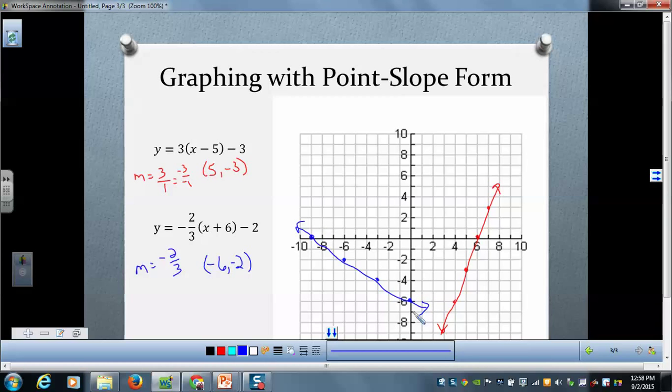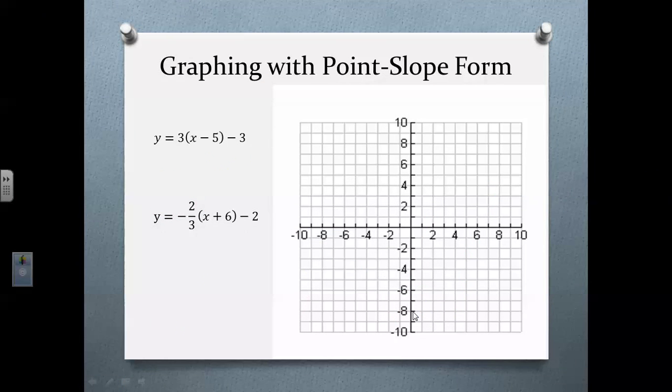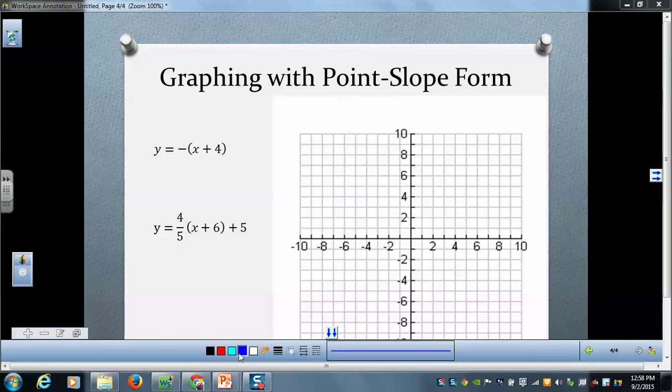A little shaky here. So what I'd like you to do now is I'm going to give you an example slide here with 2 different lines, and I would like you to try to sketch both of those on your own. So pause the video, sketch those 2 lines, then turn the video on and let's see how you did.